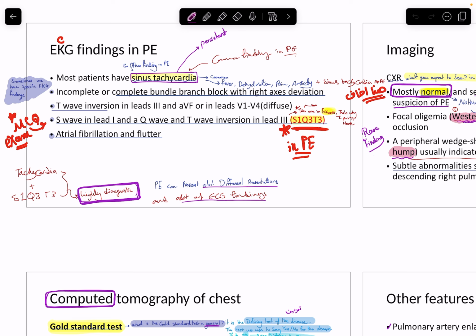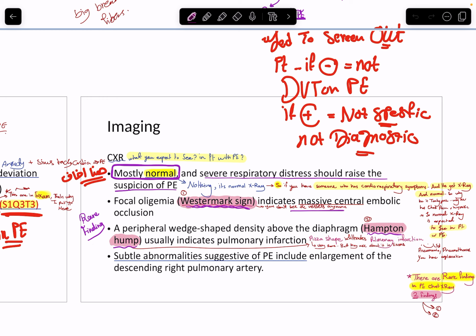So the point is, there are specific chest X-ray findings in PE that we do see. They're very rare, but you need to know them because they like asking about them in exams. There's the Westermark sign, which is focal oligemia, which basically means there's an area where there's supposed to be lung vasculature, the black part, and you just don't see it anymore because the vessels are blocked. It's very rare to see. And then a wedge-shaped infarction of the lung itself, sometimes called the Hampton hump. It basically looks like a pizza. I'll show you a picture of it. Basically, there's an infarction of that area of the lung. And then sometimes we see some very subtle findings like right-sided enlargement, but that's very difficult to see.